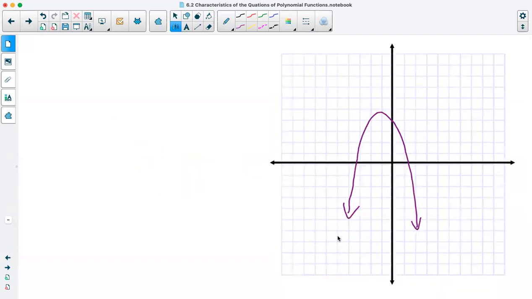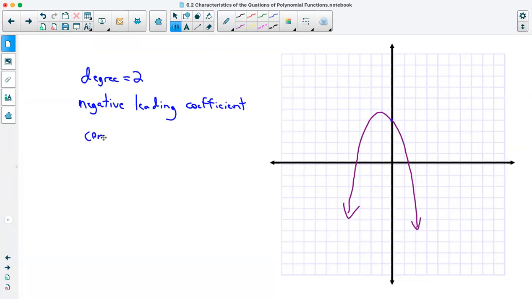Next one, we have one turn, so that means our degree is one more than that. So we've got degree 2. Now it's a quadratic, it's opening downward, so it's starting in Q3, ending in Q4, so that means it's a negative leading coefficient. And our constant term is where it intersects here. So 1, 2, 3, 4. So our constant is equal to 4.